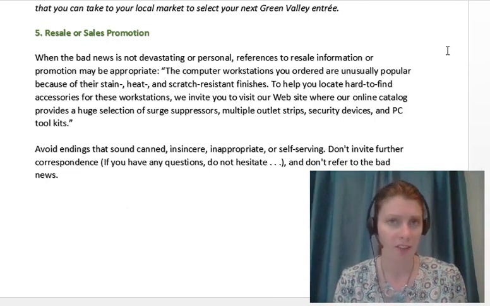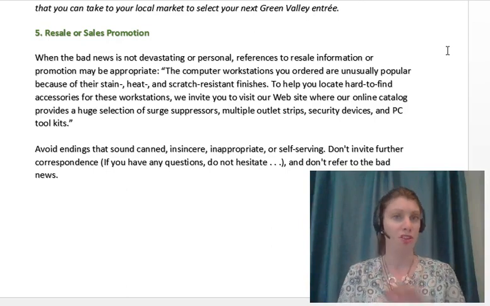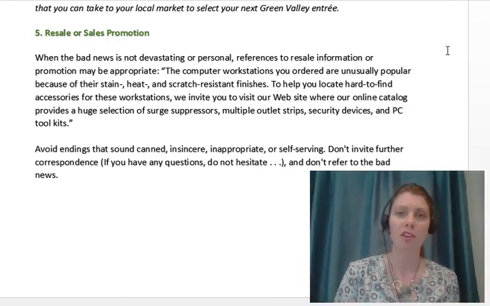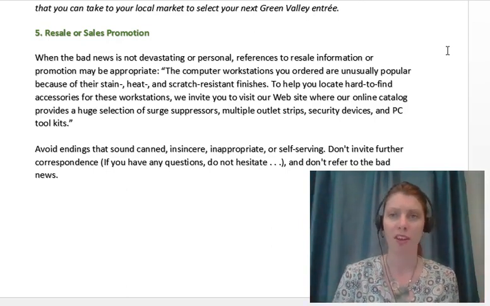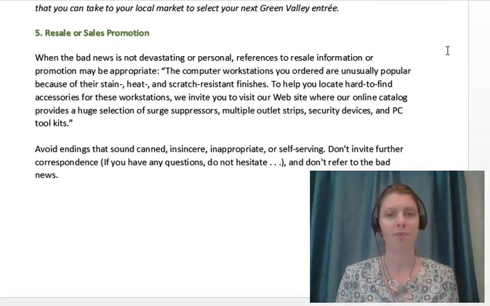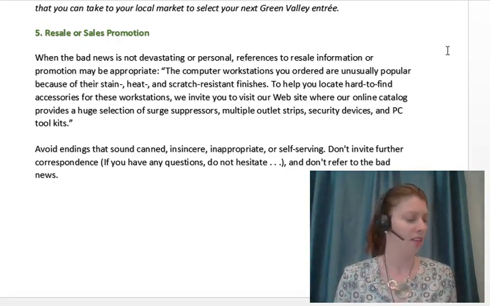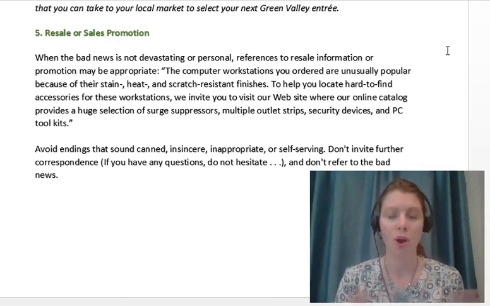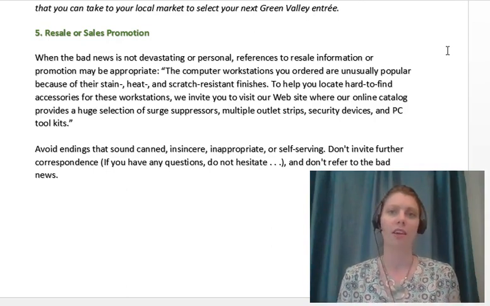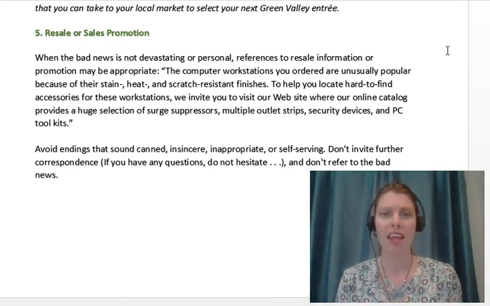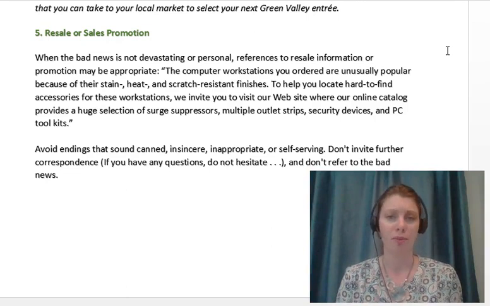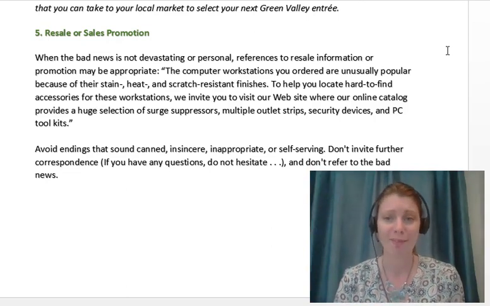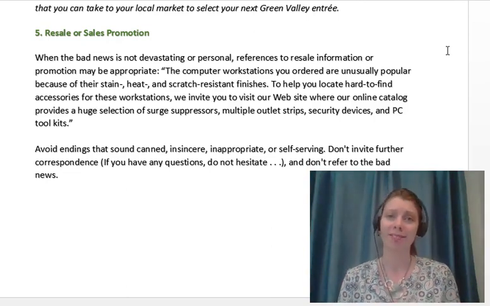Don't invite further correspondence with the person. You don't want to hear from them again. That's why you need to be clear the first time so that no further correspondence is necessary. Don't say things like, "If you have any questions, please don't hesitate to contact me." No, in bad news letters, you're sending the letter once it's over. So don't refer to the bad news in the end. Don't say, "Oh yeah, and this." Don't refer to that at the end. Just close because it's done.